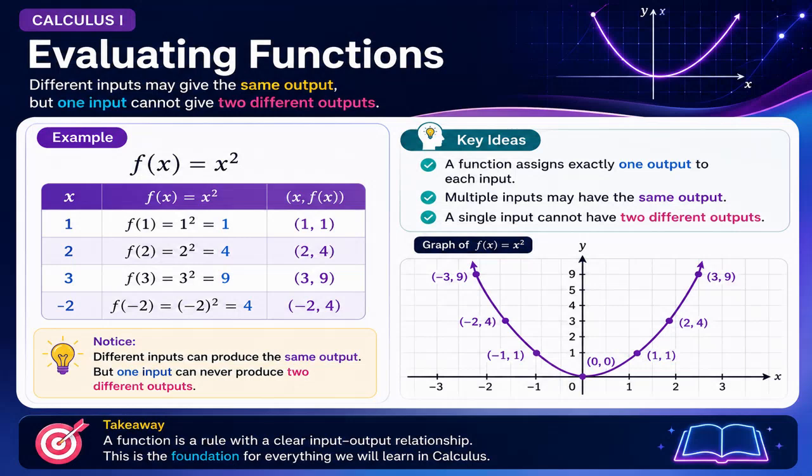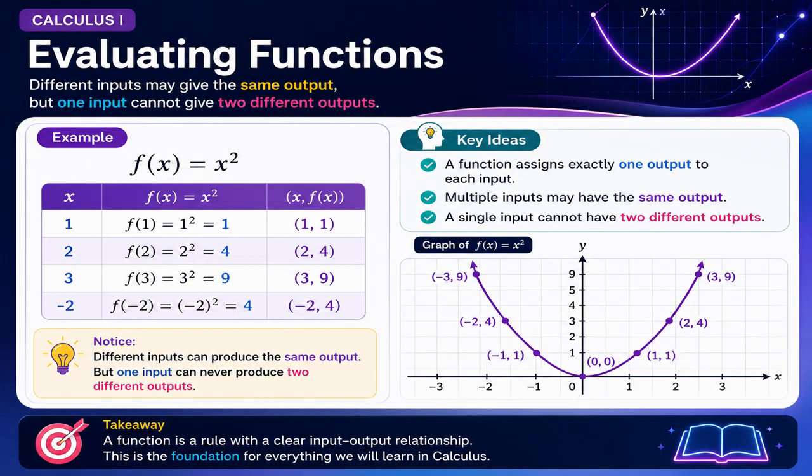Let us look at another example. Consider the function f of x equals x squared. When x equals 1, the output is 1. When x equals 2, the output is 4. When x equals 3, the output is 9. When x equals negative 2, the output is again 4.